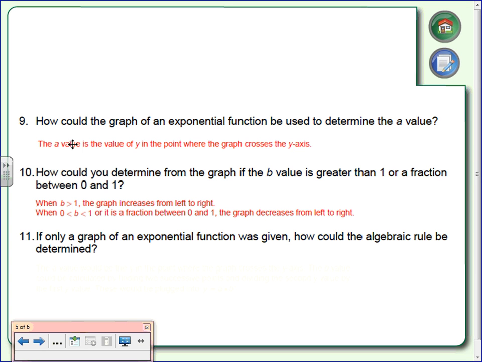The second part of that says, if the B value is something between 0 and 1, like a fraction, like a 1/2, like a 1/3, 3/8, anything that falls between 0 and 1, then instead of the graph going up, the graph is going to go down, and decrease. Just like our number, that 1/2 is what caused it to go down.